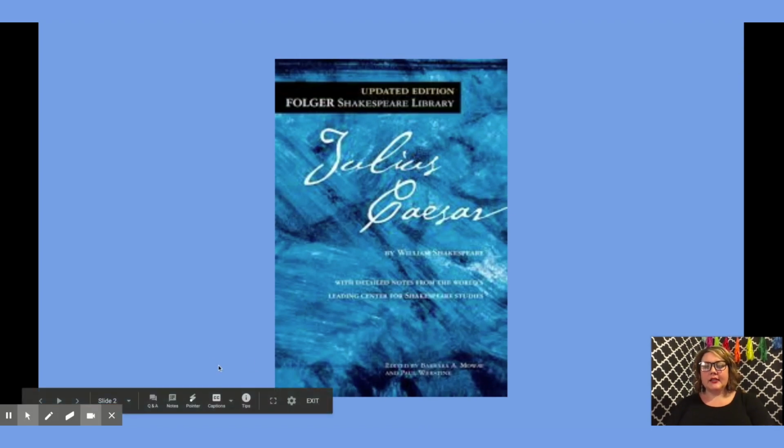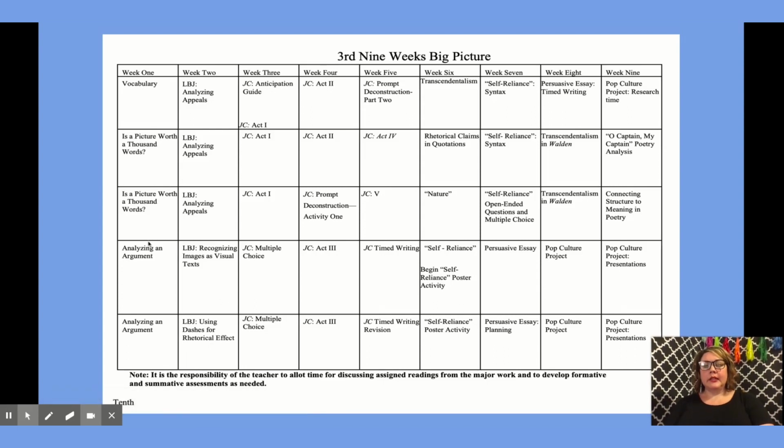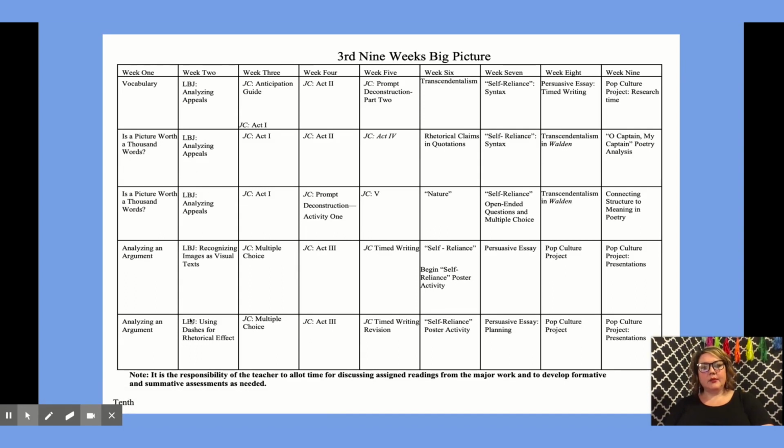So now let's look at the third 9 weeks big picture. As we're looking at the third 9 weeks big picture, I want us to notice that within the first 2 weeks, we have Lincoln's first inaugural address, and we have Lyndon B. Johnson's The American Promise speech. We have several activities and lessons that deal with both of these, and they lead us up to the reading of Julius Caesar. So the big idea in third 9 weeks is the search for an ideal world. And we'll talk more about that big idea and those defining questions in a minute.